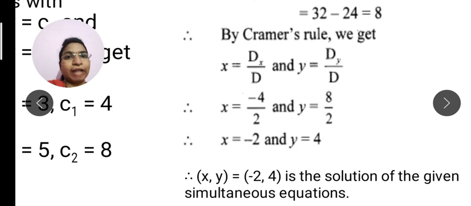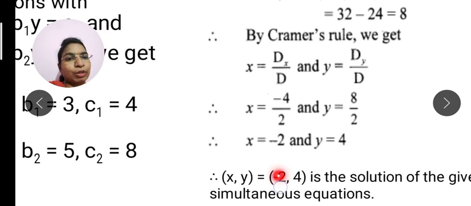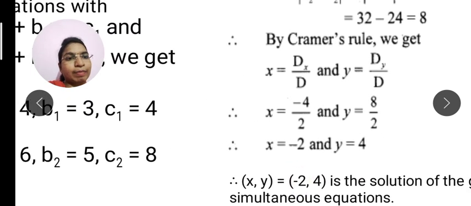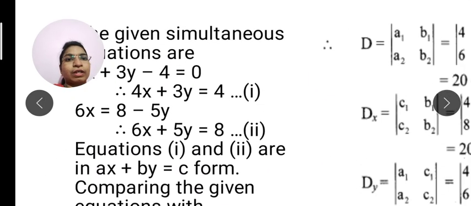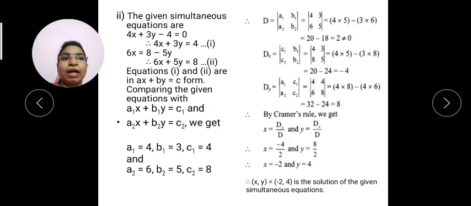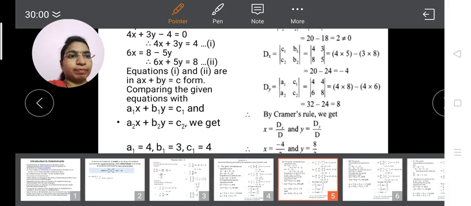Now, if you want to tally your answer, simply substitute this x and y, that is minus 2 and 4, in any one of these equations. In any one of these equations, you will get LHS equal to RHS. Okay students, you can even solve all these questions by the elimination and substitution method. The answer will be the same.